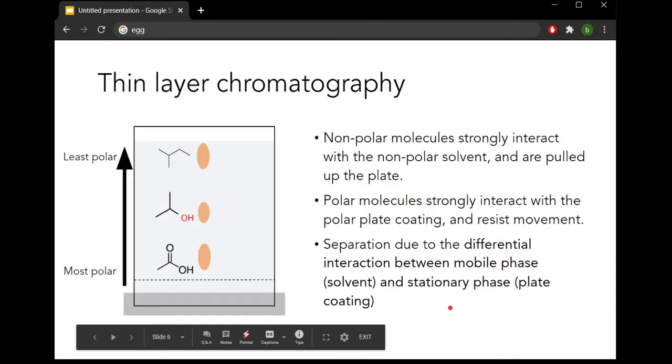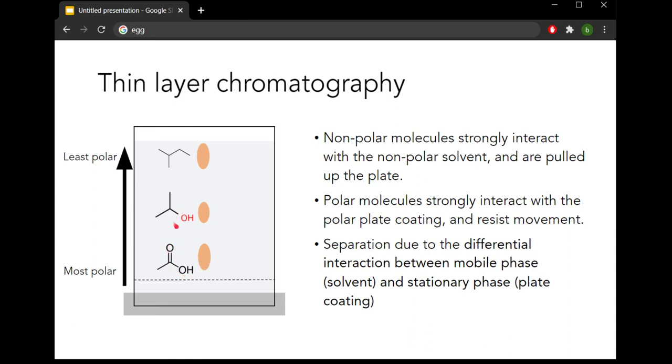So let's take this previous example here. We see that this group is a carboxyl, right? Carboxylic acid. This one is an alcohol in the middle, and the top one is just a hydrocarbon, right? So because the hydrocarbon is just a hydrocarbon chain, it interacts very strongly with hexane through hydrophobic interactions, van der Waals interactions, and so on.